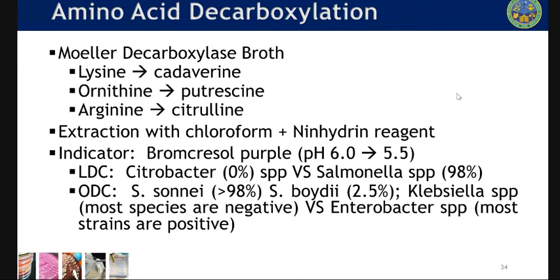Okay. So for lysine decarboxylase, you have Citrobacter species versus Salmonella species, which is 98% positive for lysine decarboxylation. So the production now of cadaverine, making use of lysine as the substrate. Now when you say 0% versus 98%, take note of the 98% for Salmonella. What it means is that not all Salmonella species are positive with lysine decarboxylation. So there is a chance that 2% of Salmonella species is negative with lysine decarboxylation.